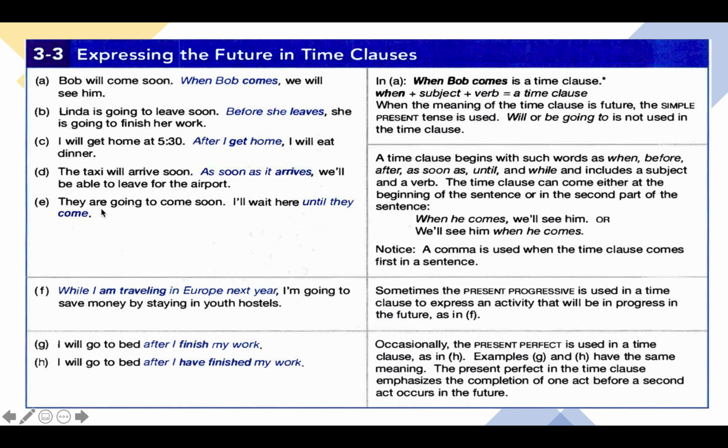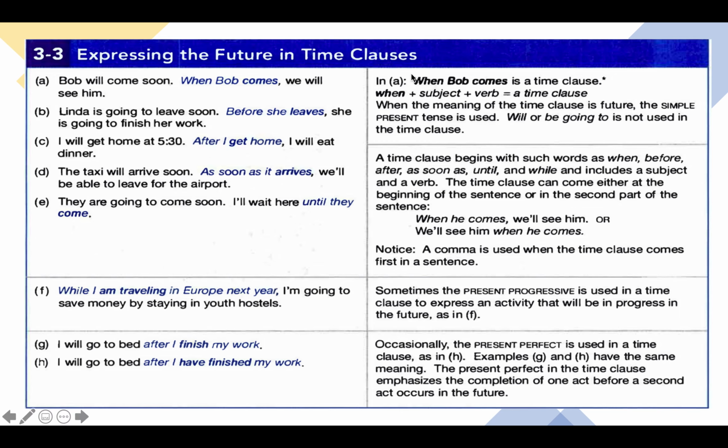Last example, they are going to come soon. So this is another action that is going to happen in the future. Now, if we want to express this in a time clause, remember the rule again, we can't use a future simple. We can use only present simple. I'll wait here until they come. Until they come is a time clause. It gives us an idea about the time of this action of waiting here, okay? I will wait until they come. So we don't use future simple, we use only present simple tense.